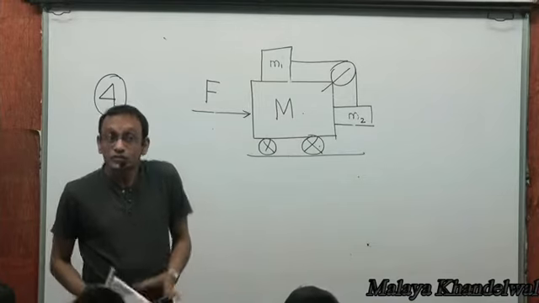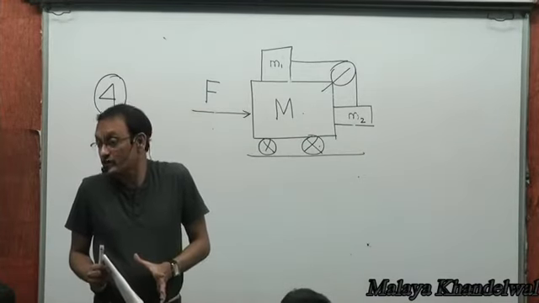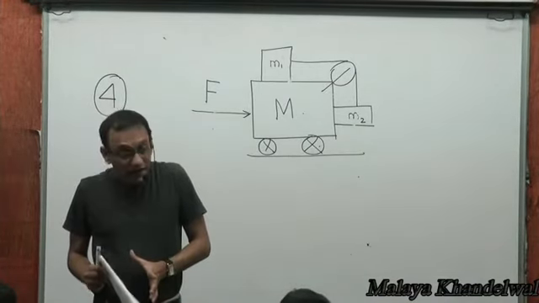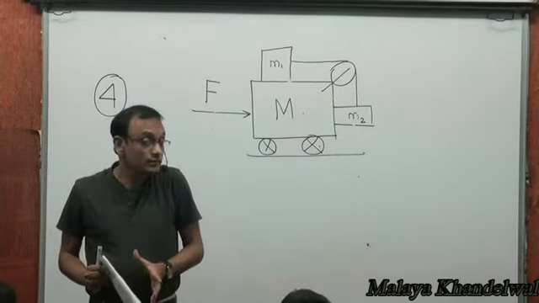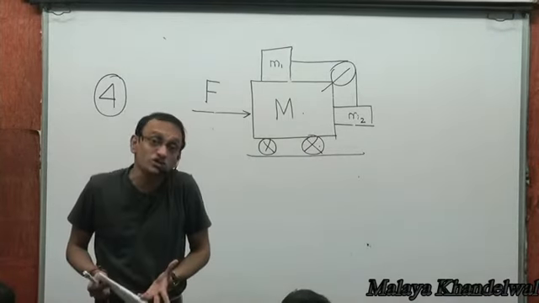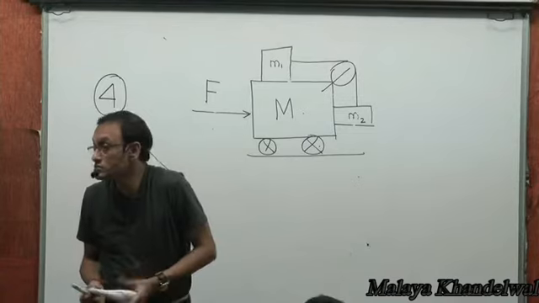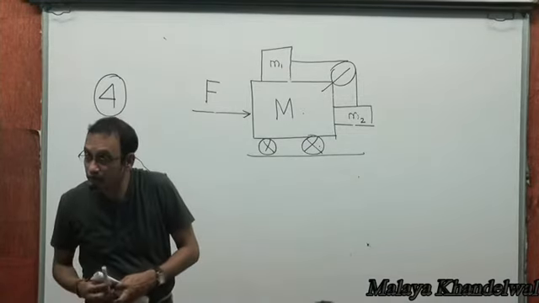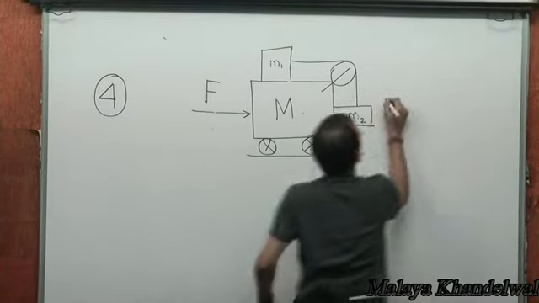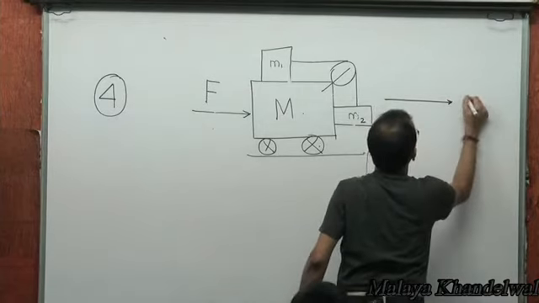Alright, which means all the three masses have a common acceleration. If there is no relative motion between any pair of masses, that means all the three masses must have the same acceleration. Yes or no? So let's say all the three masses have an acceleration A to the right.